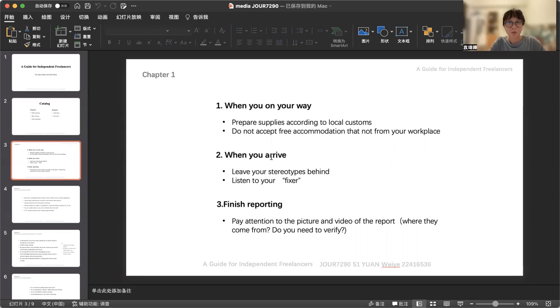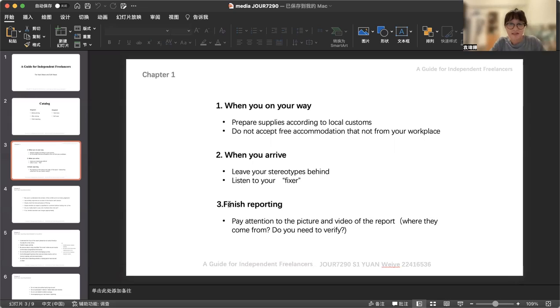The next one is, when you arrive, leave your stereotype behind. It's because you have a limit of time for reporting in that area, so if you are under pressure of a deadline, you might make mistakes because of your stereotype. And the second one is always listen to your fixer, because the fixer is local. So I think you'd better listen to them.